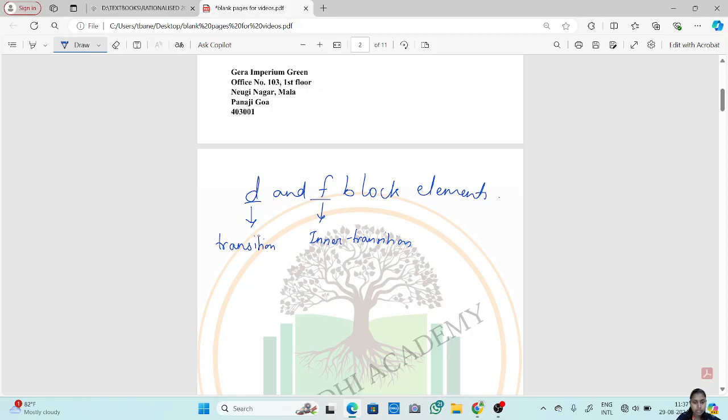They are basically present in between S and P blocks. So this center part is the D block, which is between S and P block elements. They have properties similar to S and P block. That's why it is known as transition. They transit between S and P block.